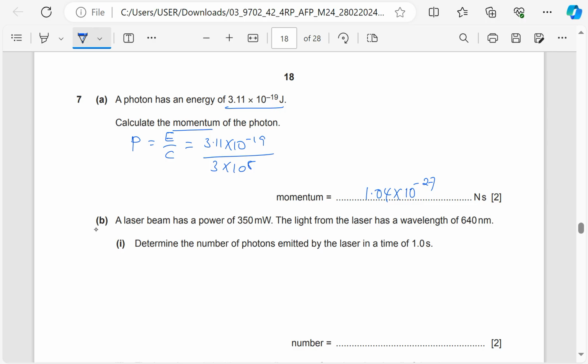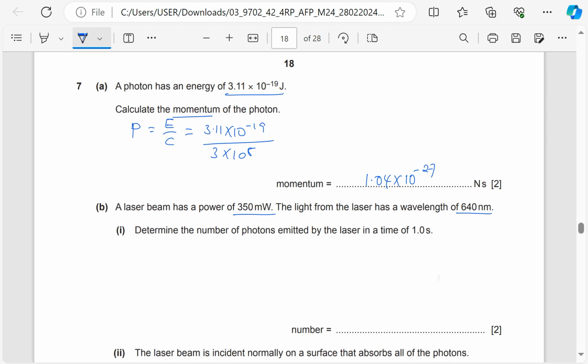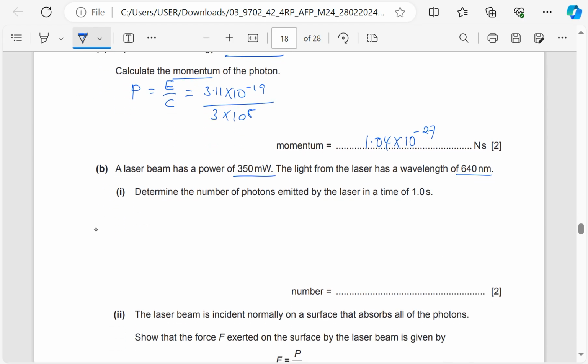A laser beam has a power of 350 milliwatts. The light from the laser has a wavelength of 640 nanometers. Determine the number of photons emitted by the laser in a time of 1.0 seconds. So we know that, let's begin with the total energy.